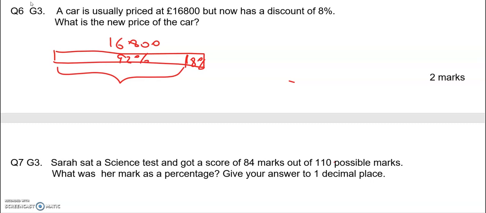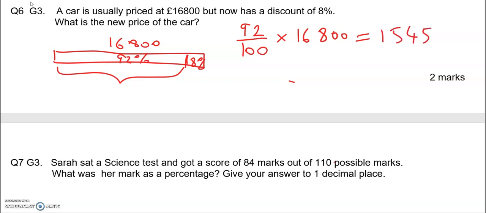You could have also worked out 8% and then take it away from the 100%, which is going to leave you with 92%. But working out 92% is the shortest way. So to get 92% of 16,800, I would either go 92 out of 100, which is divided by 100, of 16,800, which is multiplying by the number. And that gives me £15,456.